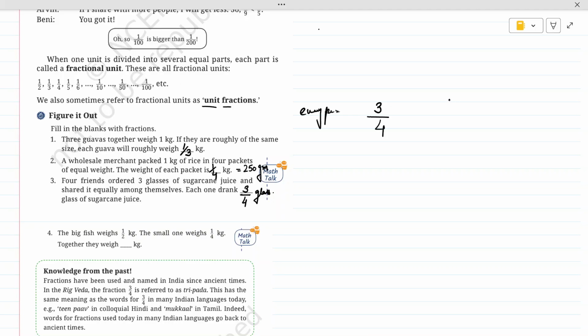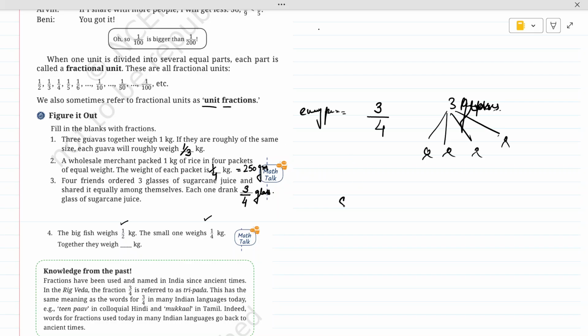Because we have 3 glasses and we want to divide them equally among 4 people, right? So each person will get 3 by 4 equal share from these glasses. The last one, the big fish weighs 1 by 2 kg, the small one weighs 1 by 4 kg, and together they weigh how much kgs?